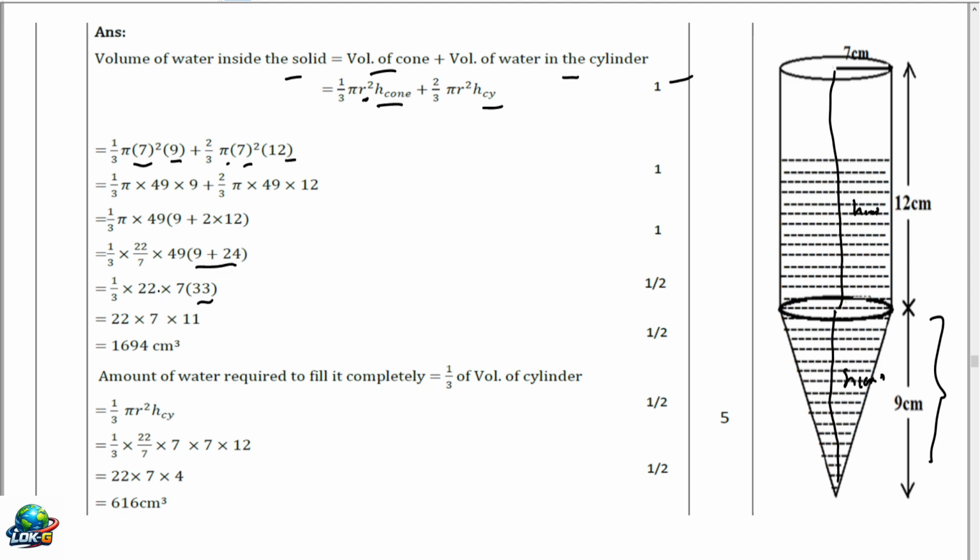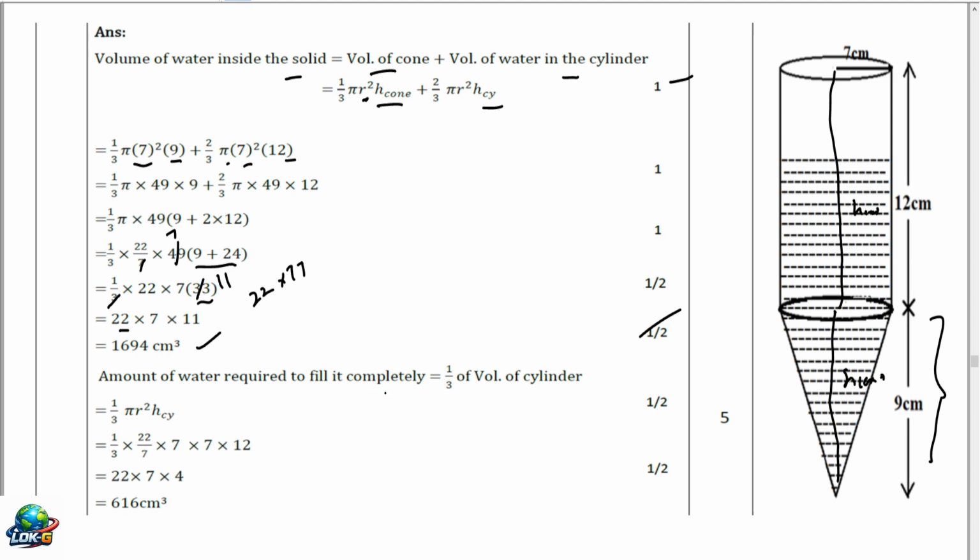You can cancel, right? 1 by 3. 7 ones are 7, 7 sevens are 49, 7 into 33. 3 ones are 3, 11s are 11, sevens are 77. 77 into 22. If you multiply, you will get 1694 centimeter cube, because this is the total volume. Volume of the water inside the solid.